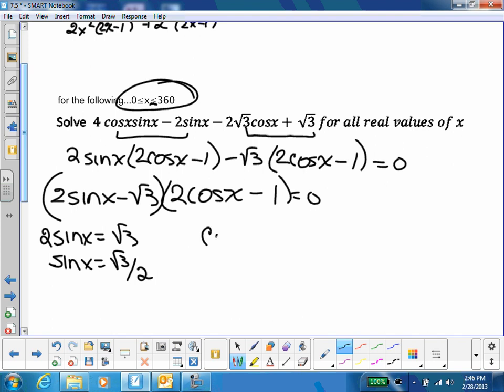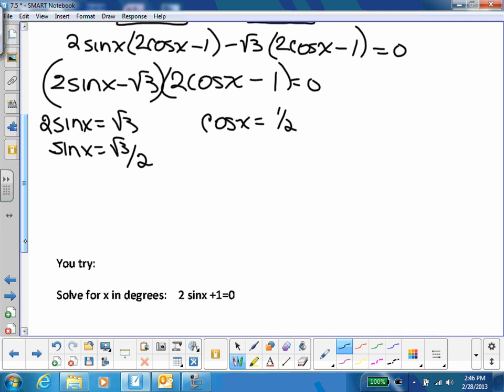And this one tells me that the cosine of x is going to equal 1/2. I'm using the entire unit circle. Therefore, sine is positive here and here. The sine of what is square root of 3 over 2? 60 degrees. So I'm putting a 60 degree in each quadrant, which tells me I have 60 degrees and 120 degrees. That's for this problem. Are we comfortable with this?